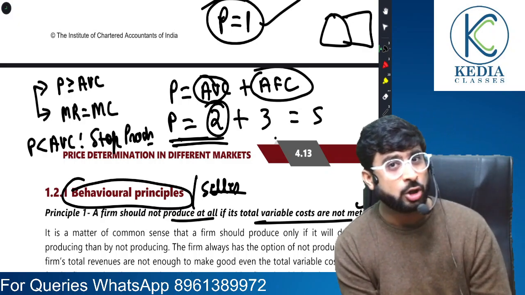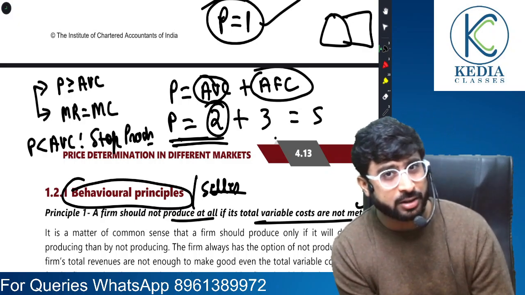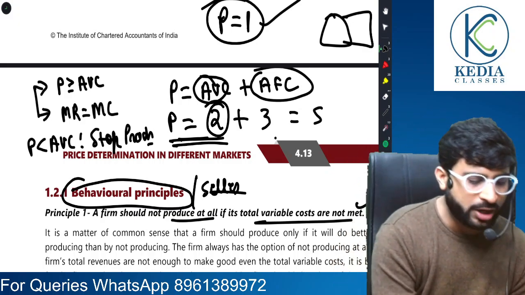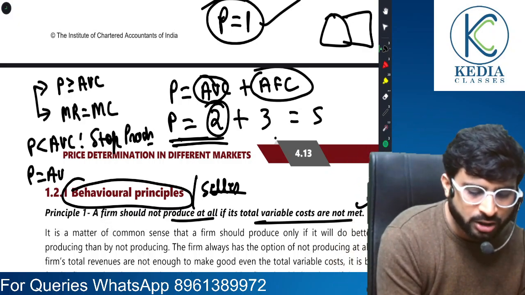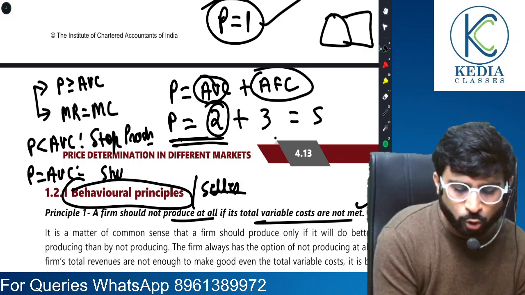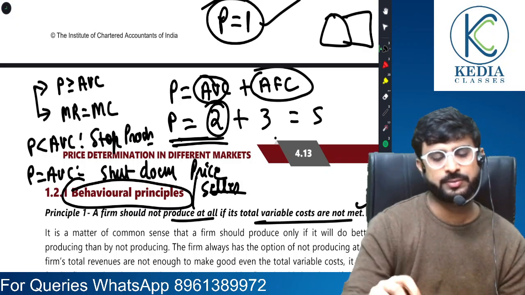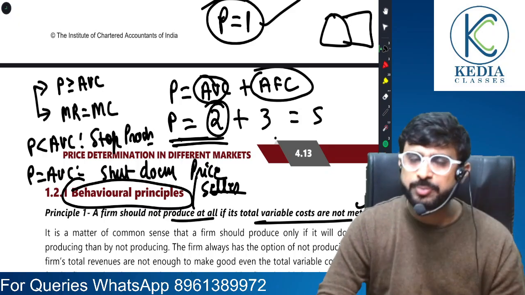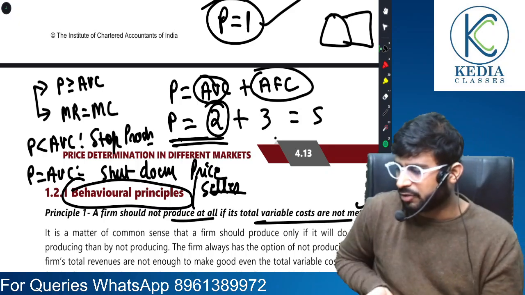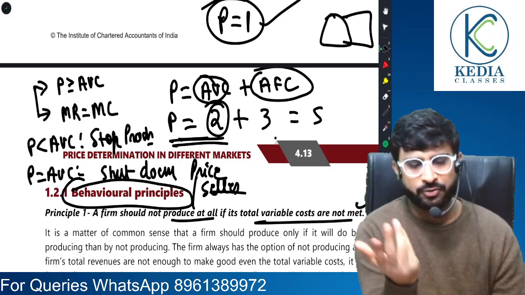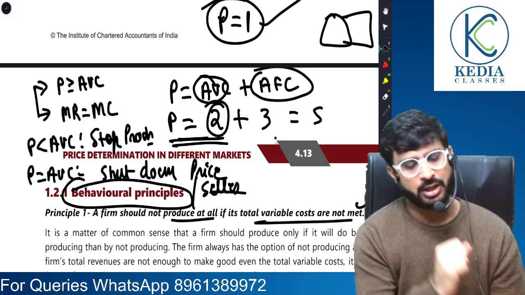Shut down does not mean permanent discontinuance. It's only a temporary measure. When price equals average variable cost, we are at the shutdown price. We call it the shutdown price because it is immaterial whether the firm continues to do business or doesn't. Losses are equal to fixed costs.